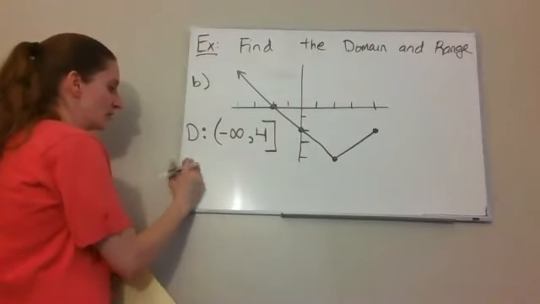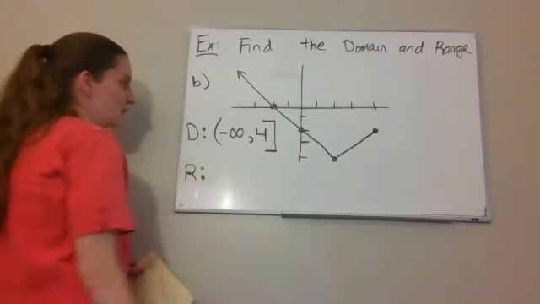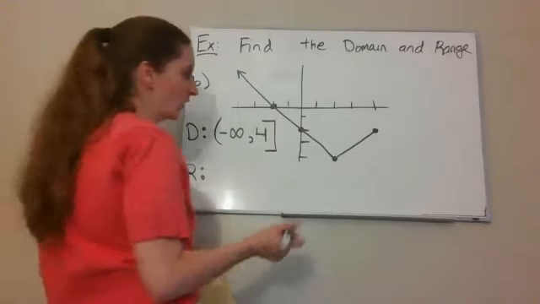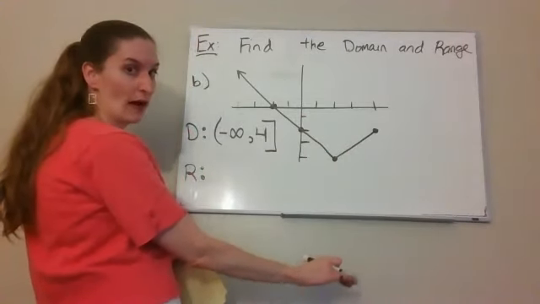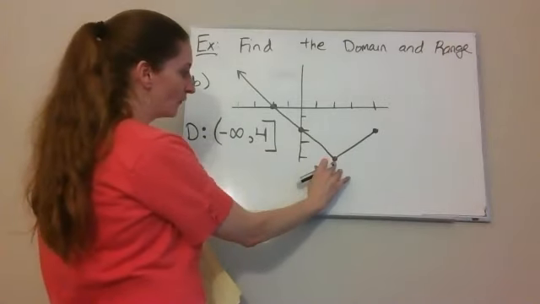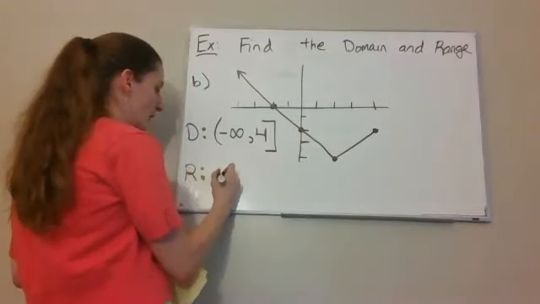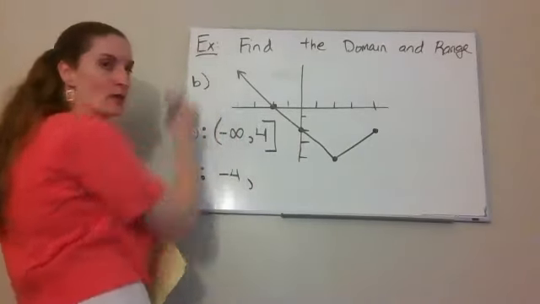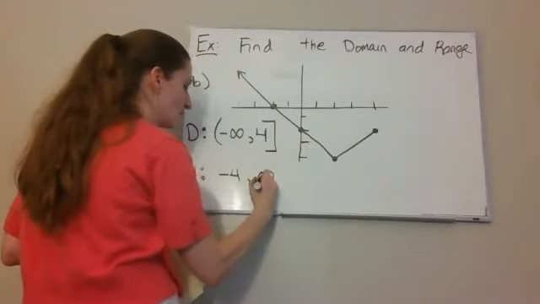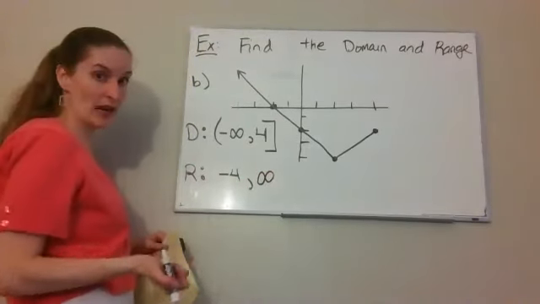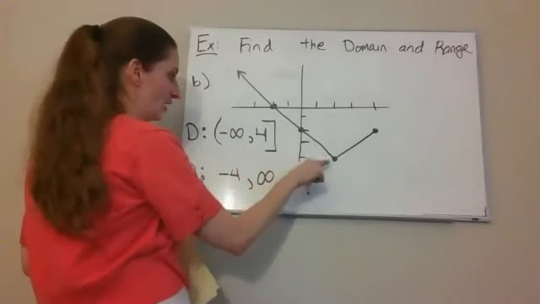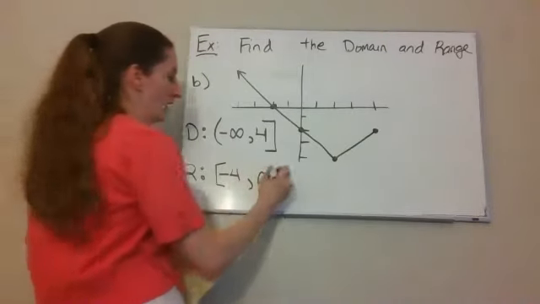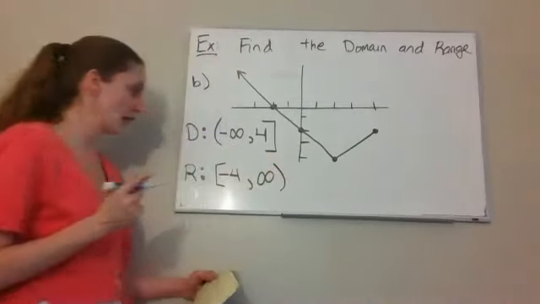Now let's look at the range. My range is all the y values. Try to find the smallest y value first. That would be how far down does the graph go. And the lowest point on the graph is right here, where my y is -4. And what's the largest y value? Well, my graph goes up forever, so we go all the way up to infinity. Now we just have to figure out our brackets and parentheses. Again, closed circles are included, so I have a bracket on that -4. Infinity is not actually included, so we have a parenthesis.